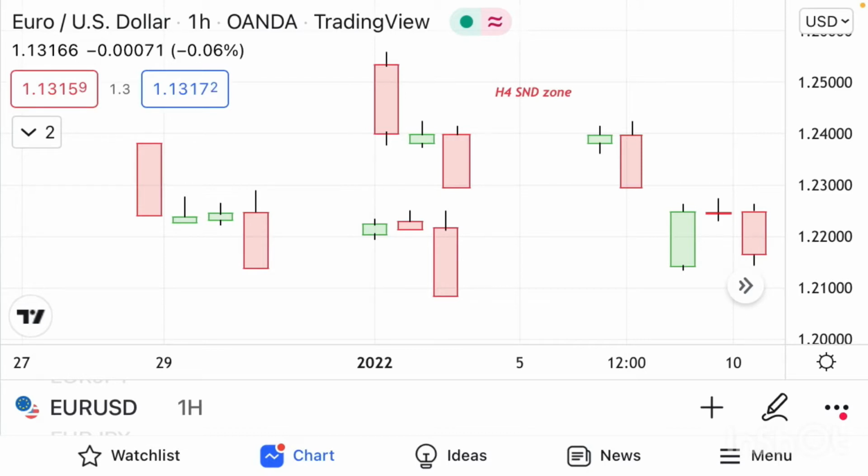So today I'm giving you guys good tips on how to trade supply and demand, or how to mark your supply and demand zones. It's very simple, but a lot of people don't understand this concept. You always sell at your supply zone and buy at your demand zone.